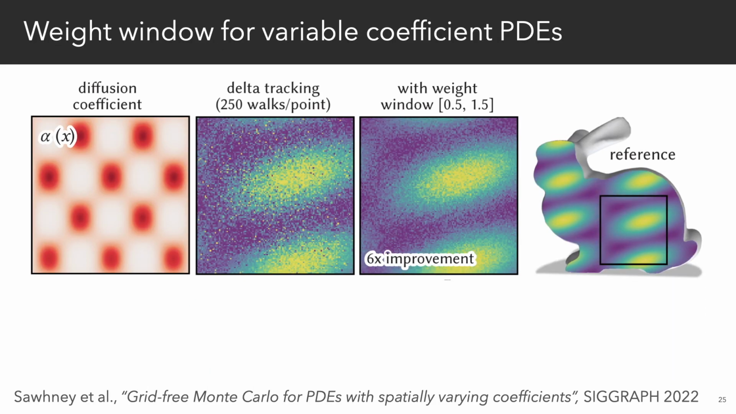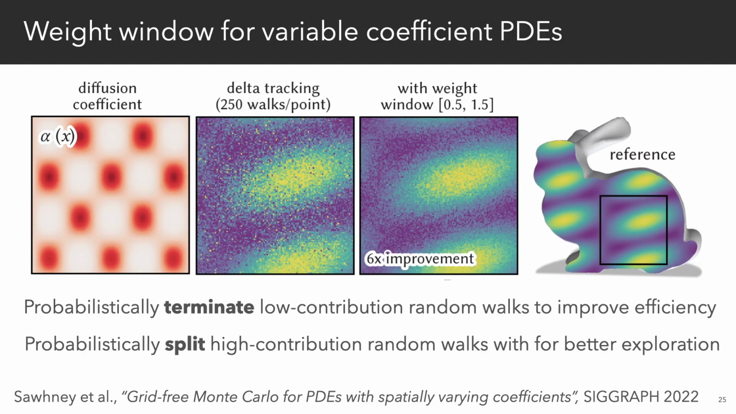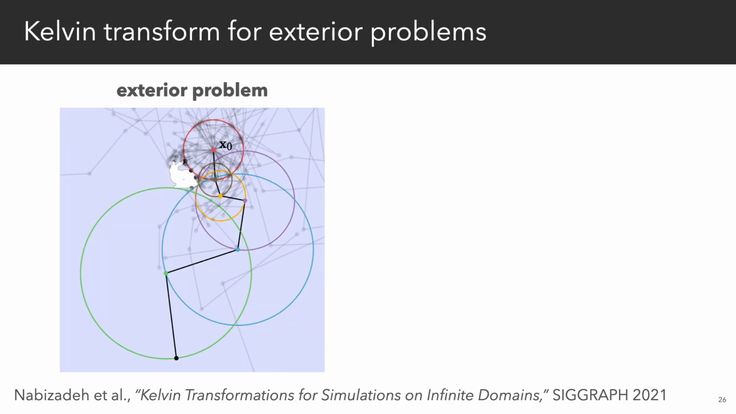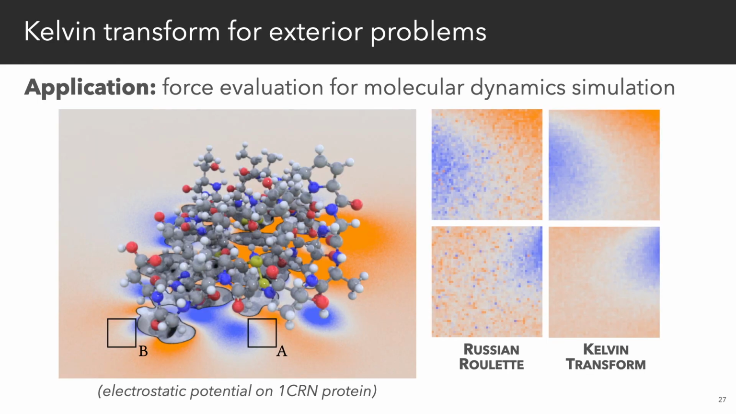For variable coefficient problems, we can use a weight window strategy from neutron transport to probabilistically terminate random walks with low contributions and probabilistically split walks with a high contribution for better exploration of the domain. Beyond our own work, a number of other research groups have also developed variance reduction strategies for walk-on spheres, such as solving PDEs in the exterior of a domain by spherically inverting the domain with a Kelvin transform and then performing random walks in the inverted domain. This paper applies a really nice geometric insight unique to Laplace PDEs, which yields much cleaner estimates compared to naively terminating random walks in the exterior of the domain.